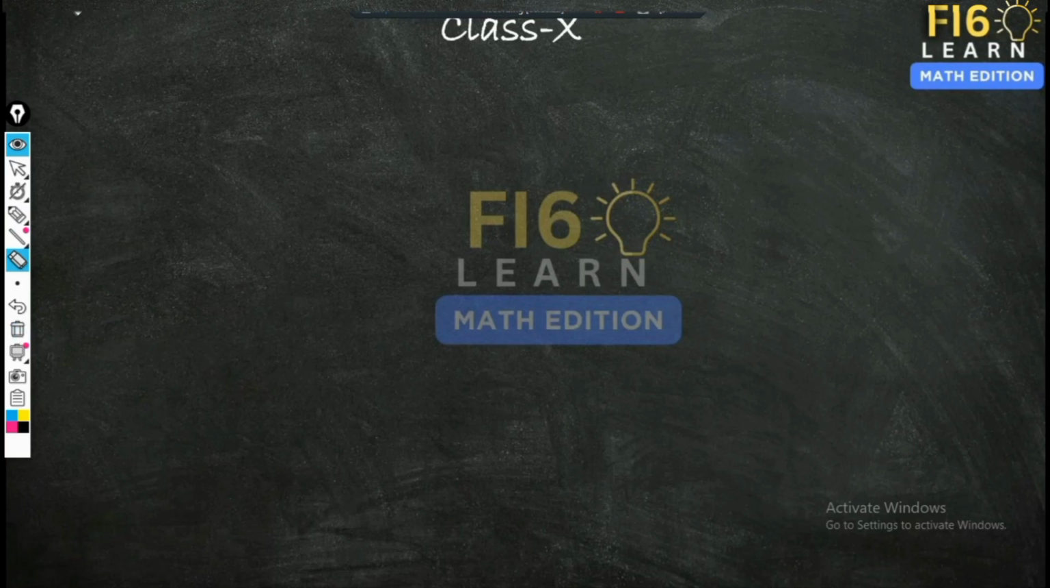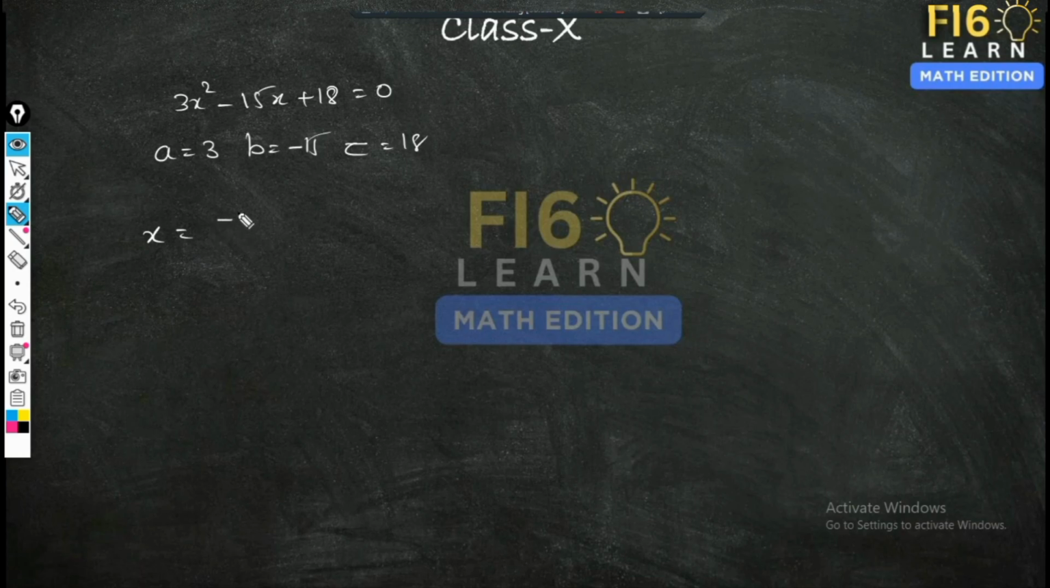So let us write the number here. The last question what we have seen, 3x square minus 15x plus 18 equal to 0. To do the formula method, you have to find the values of a, b and c. Value of a is 3, value of b is minus 15 and value of c is 18.